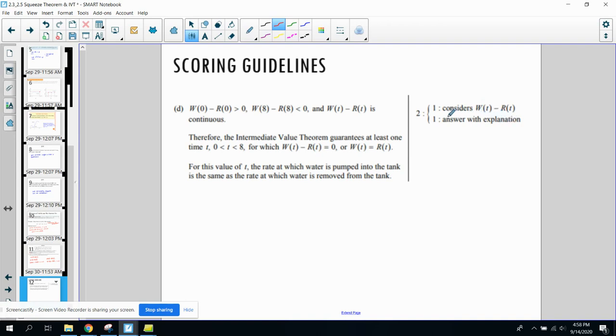So there's different ways you can explain it, but you want to make sure you test the endpoints, right? That's what they did here. They got that tested at 0 is greater than 0, tested at 8 is less than 0, and we know it's continuous. So since it changes signs, the intermediate value theorem guarantees at least one time for which W of t minus R of t is equal to 0.